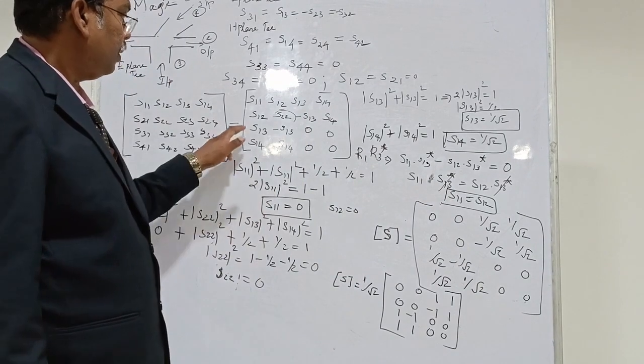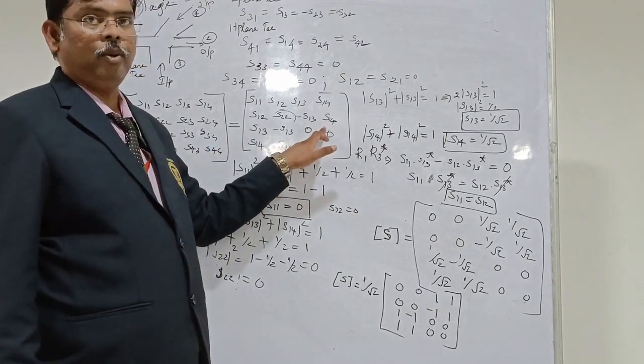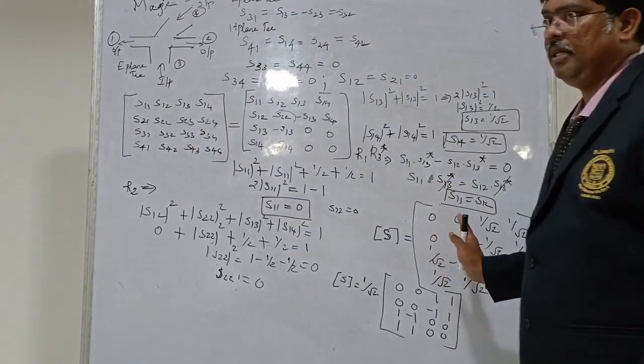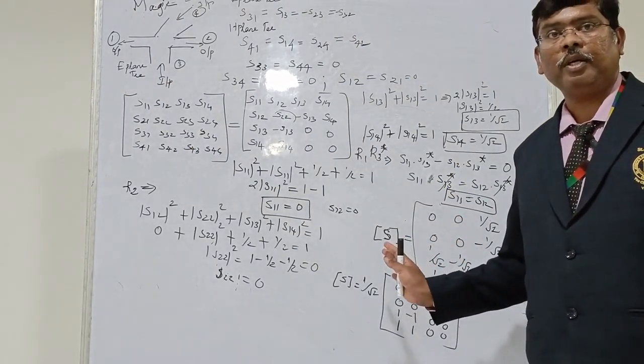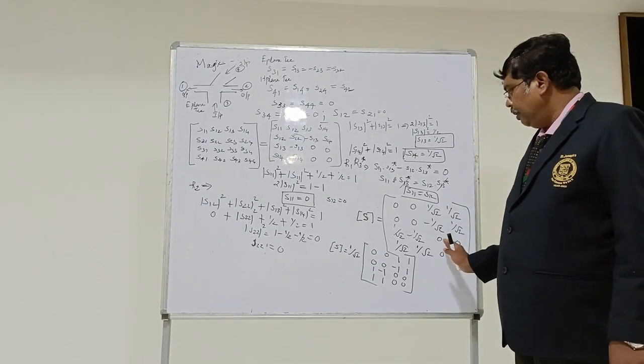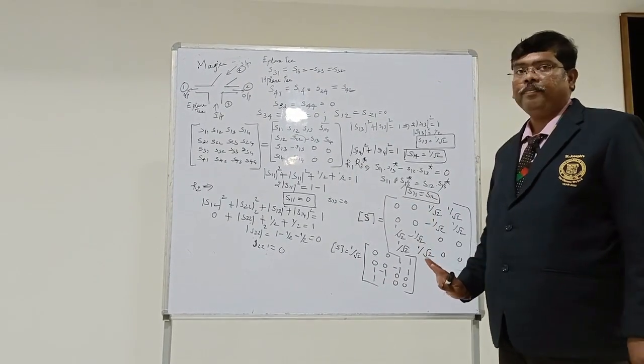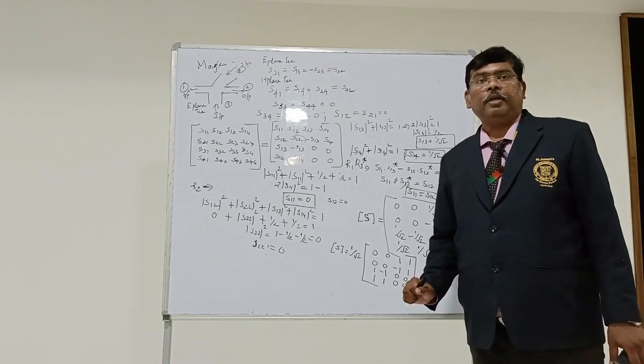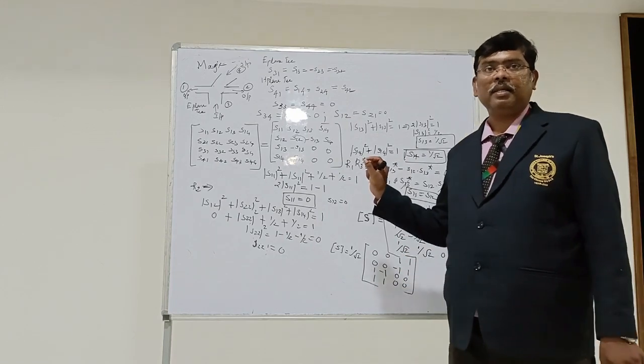In a similar way, I solve the second row and find the S matrix of the magic T. This is a 4x4 network. I am finding the S matrix of the magic T.